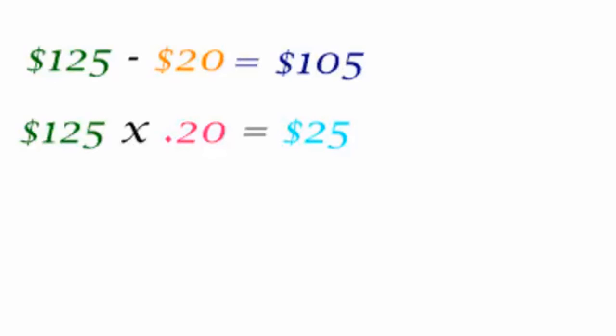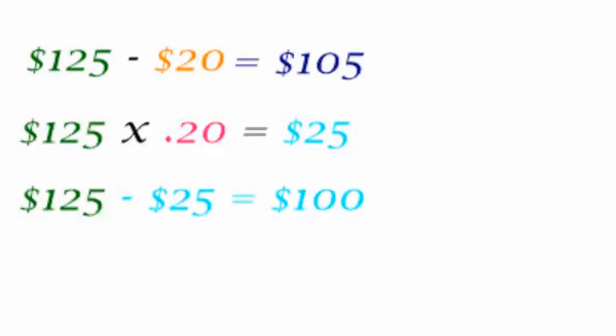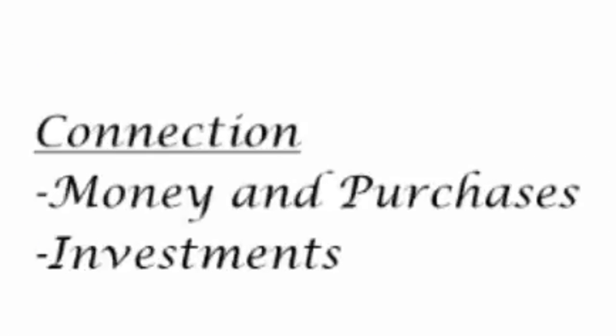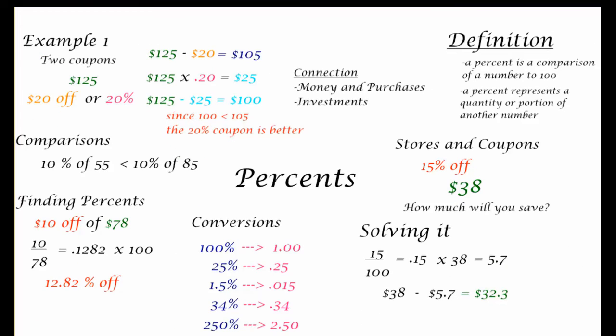Now let's multiply the 20%. 125 times 0.20 will give us $25. When we subtract that from the original price, we'll pay $100. Since 100 is less than 105, the 20% coupon is better. In this way, it's very important to think about what percentages you have so you can save money. That's the ultimate connection here to percentages and how we can apply it to our real world.